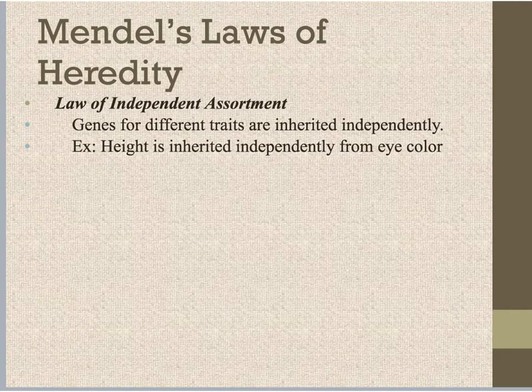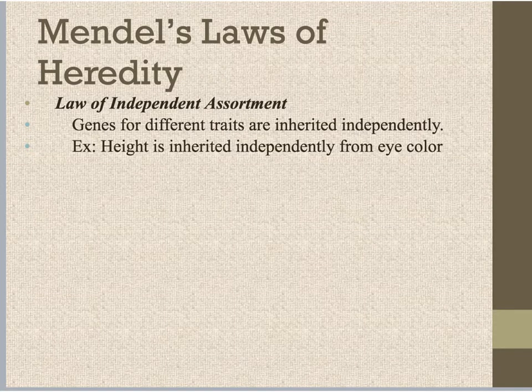All right, another law that was come up with, whether it was Mendel himself or he just contributed to it, is that genes for different traits are inherited independently. So the genes that you got from your parents for your height, the genes you got for your eye color, all of that stuff, they're separated in anaphase. They're separated independently from each other.